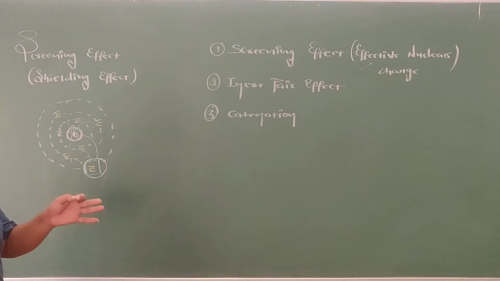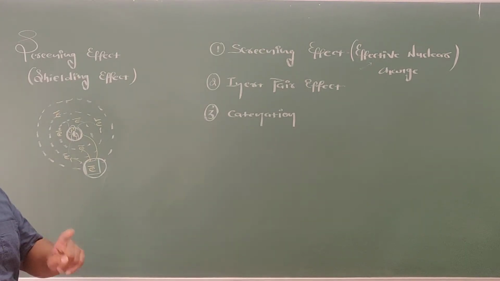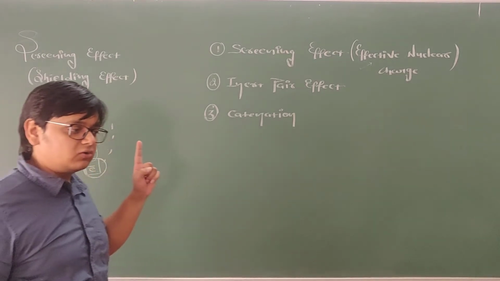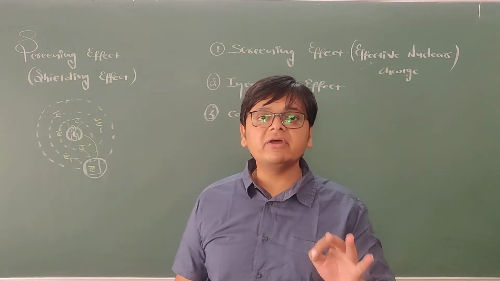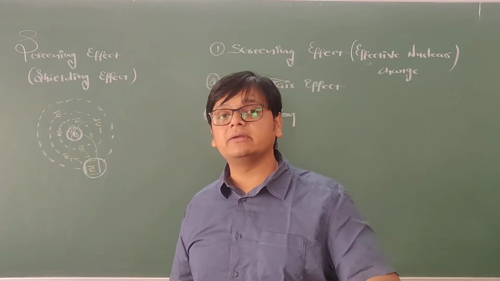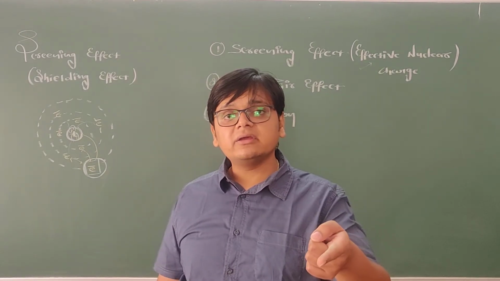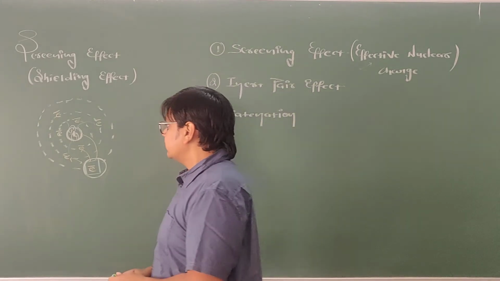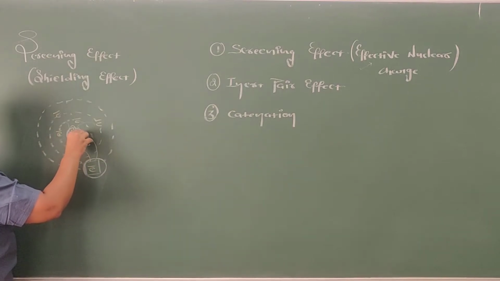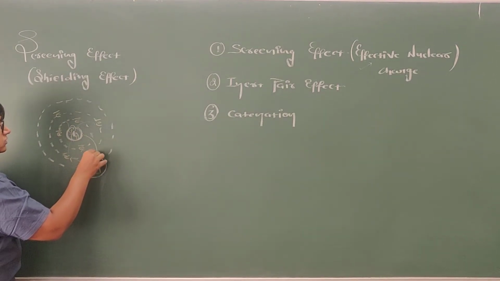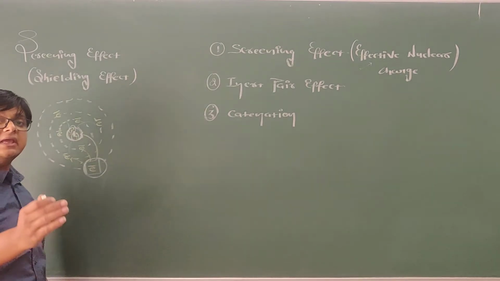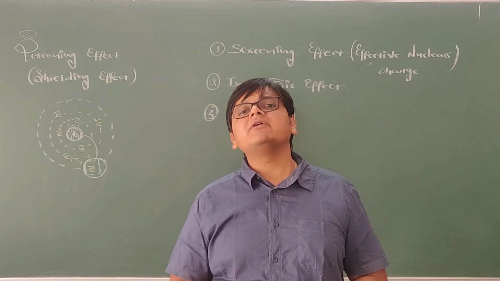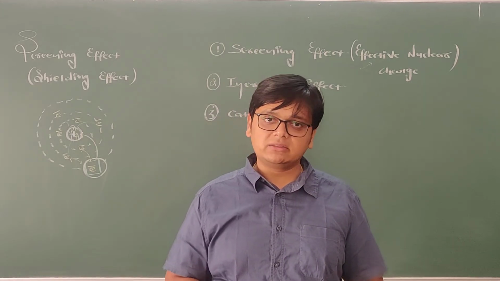As you all know, due to screening effect, this electron is remaining away from nucleus. So what will happen? It feels less attraction towards nucleus. It means the nuclear charge which is responsible to attract it towards the nucleus will be less. This is called effective nuclear charge. That we'll discuss later on in our 12th. Okay.